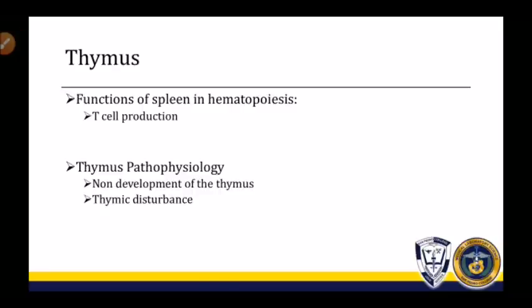Next is the thymus. The thymus is both a primary lymphoid organ and an endocrine gland. So, as a primary lymphoid organ, the thymus helps in the production or helps in the training of the T cells. And as an endocrine gland, it produces hormones such as thymopoietin and thymulin, which helps in the differentiation of the T cells. It also produces thymosin, which helps in the promotion of the production of the growth hormone.